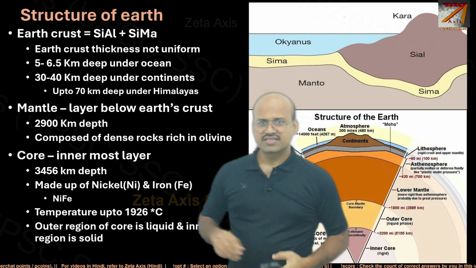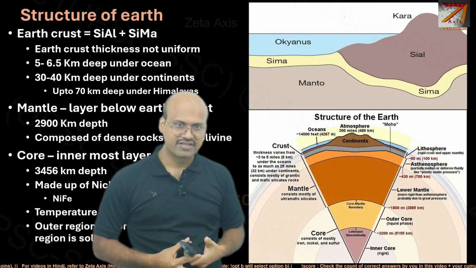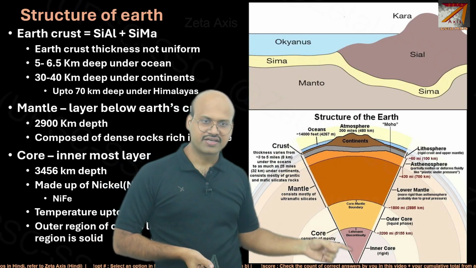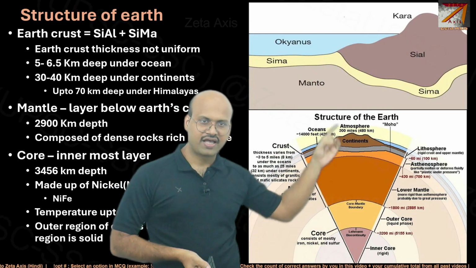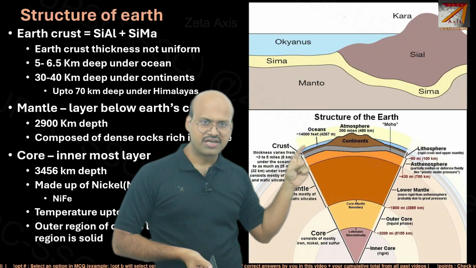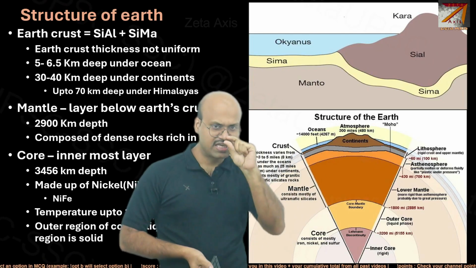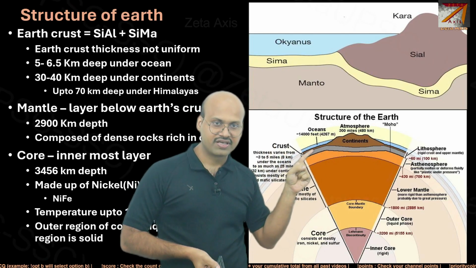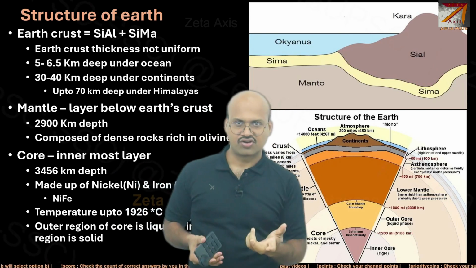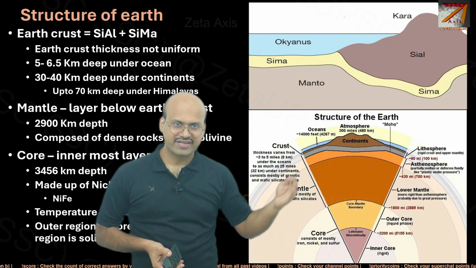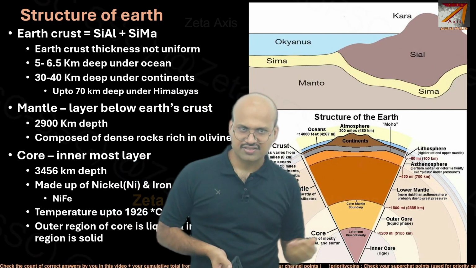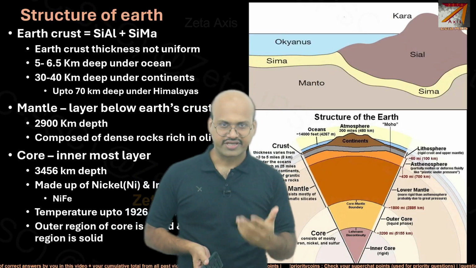Now the earth's crust, that is the topmost layer. See, this is the pie of our earth. Here is the center of the earth and this is the topmost layer. So the topmost layer, that thin layer which we can see over here, is called the earth's crust. When it comes to continents, it is called continental crust. When it comes to oceans, it is called oceanic crust.